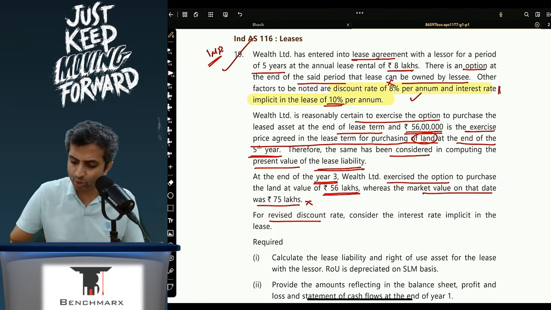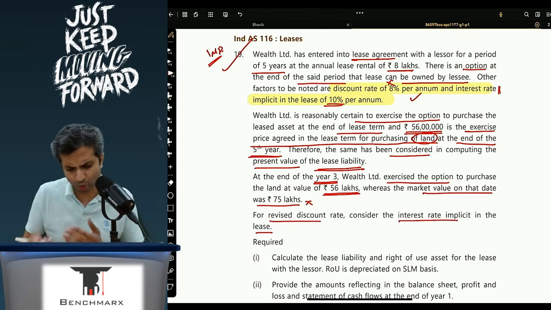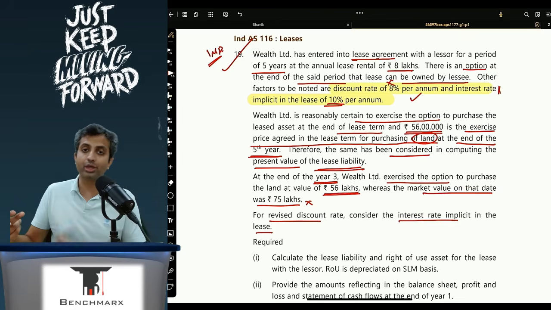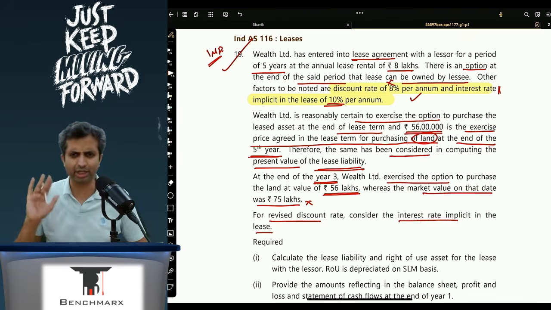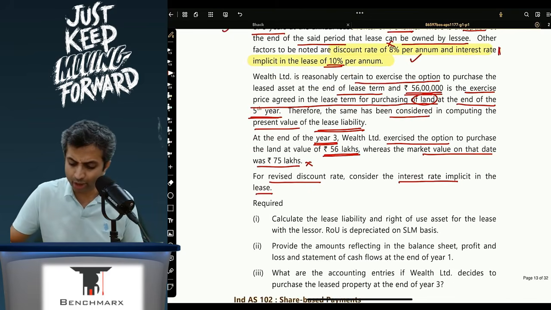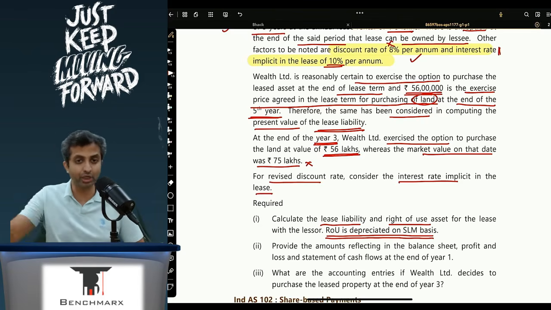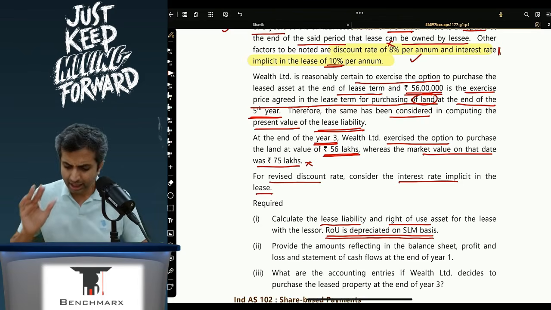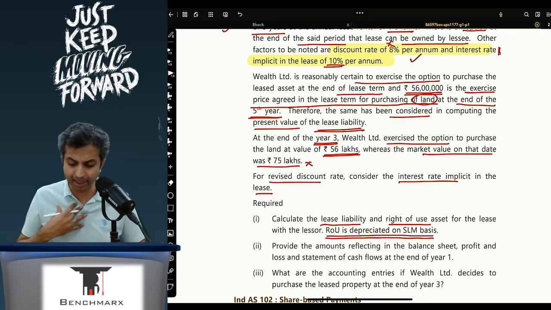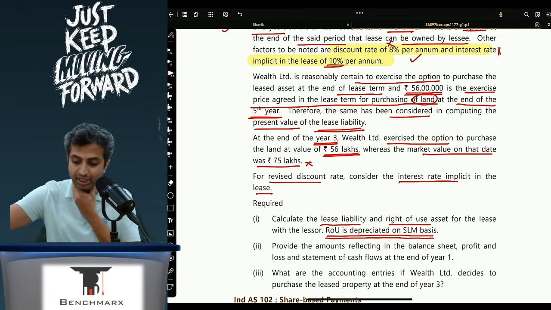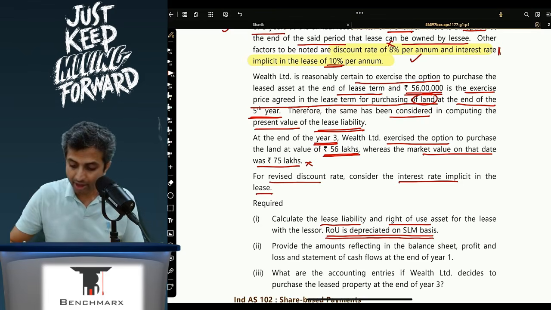For the revised discount rate, consider the interest rate implicit in the lease only. So ideally you will calculate considering the revised discount rate, which you are taking at 10% only. This is what the question is instructing you. Now you are required to calculate the lease liability and the right of use asset for the lease with the lessor. ROU is depreciated on a straight line basis. In my opinion, this does not have full data, but we will do it the way the institute has done. There is some flaw over here in my limited understanding, but they've told you to depreciate ROU on a straight line basis. So we will do that.